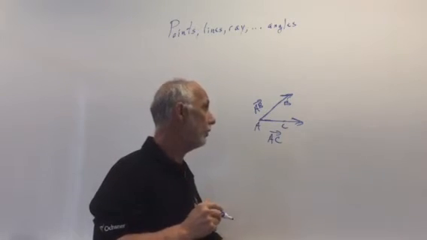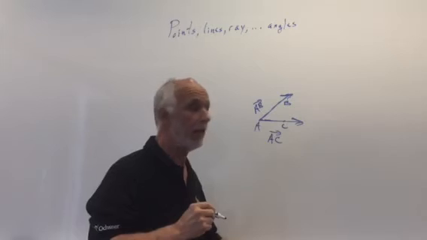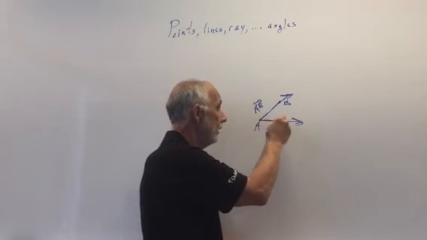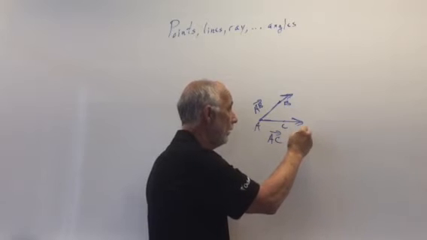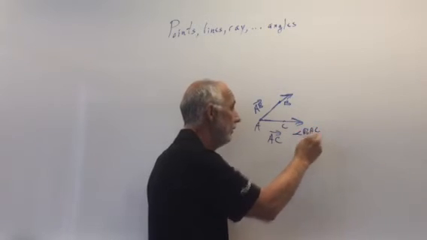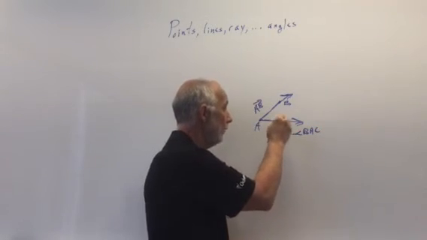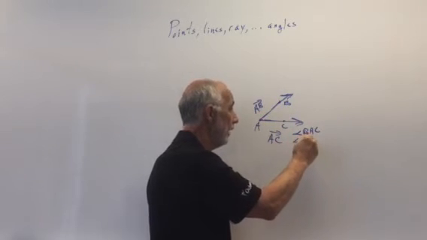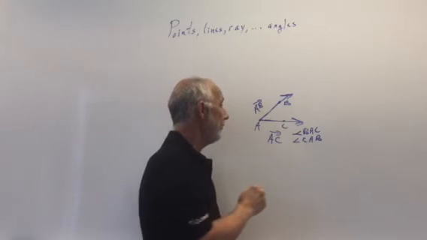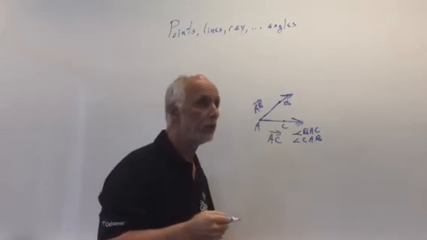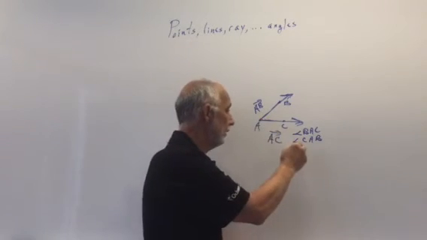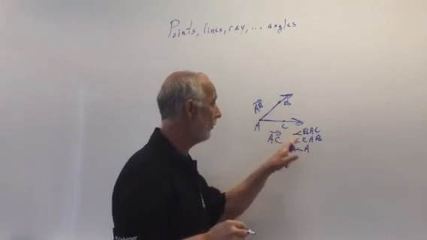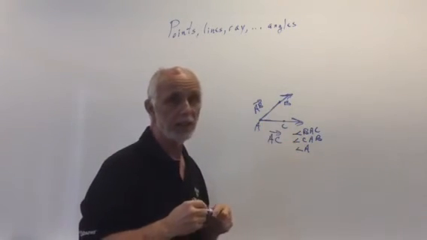Now we learned that you can name an angle 3 different ways. You can start at the top, go to the vertex, and then the bottom. That would be called angle BAC. You could start at the bottom, go to the vertex, and then the top. That would be called angle CAB. And if you only have one angle, you could just name it by its vertex. This would be called angle A. And again, all 3 of these name the exact same angle.